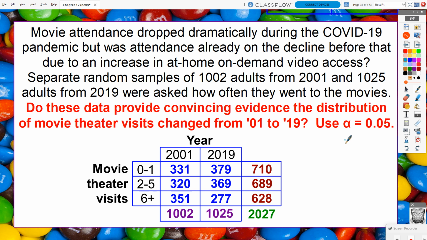Now, when we take a look at our data, we can see in 2001 that we had either very few visits to none, 0 to 1, maybe they moderately went to the movies, 2 to 5, or maybe they went to the movies a lot, 6+ times in a year. And in 2001, it was fairly even, right? We got 331, 320, 351. And then in 2019, we can see the people who went a lot, that number decreased. The number that went a moderate amount of time went up compared to 2001. But so did the number that maybe went once or none at all, which also went up from 2001 to 2019.